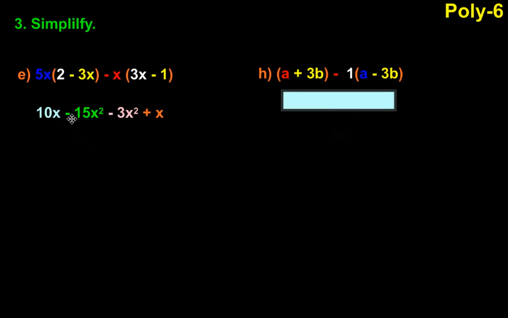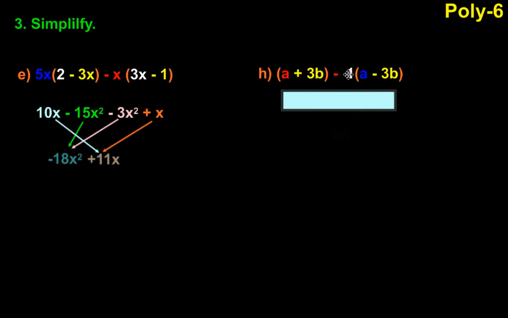So now I can combine these like terms. And while 10x is the start of this whole thing, I like to start with the largest degree. So I'm going to do the x to the second powers first. So if I combine the two of these, I have negative 15x squared minus 3x squared, which is going to give me negative 18x squared. Then I can combine my 10x and my x to get positive 11x.